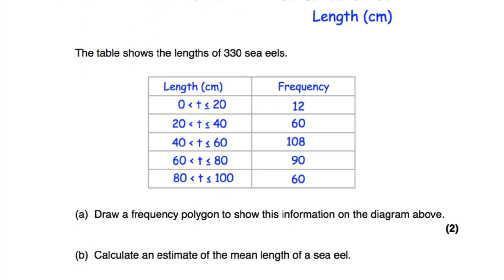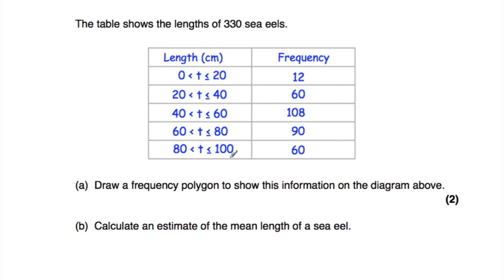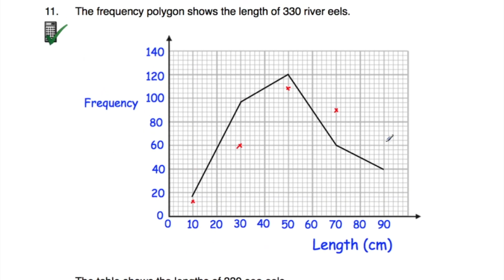And then finally, our last one, between 80 and 100 centimetres, the frequency is 60. So we're going to go 90 across and 60 up. So 90 across and 60 up would be there. That actually looks as if those sea eels are slightly longer. So if we join them up with ruler and pencil, joining up the first point, the second point and the third point, the third point and the fourth point, and the fourth point and the last point. And that's it. Okay, let's have a look at our next question.